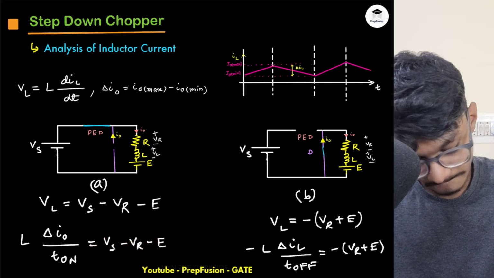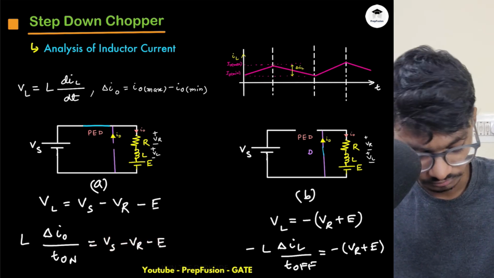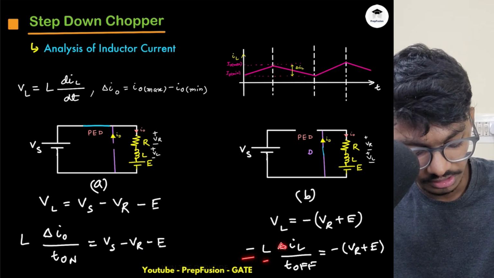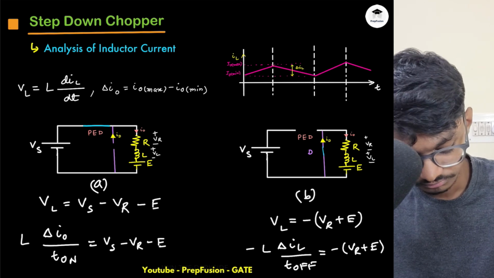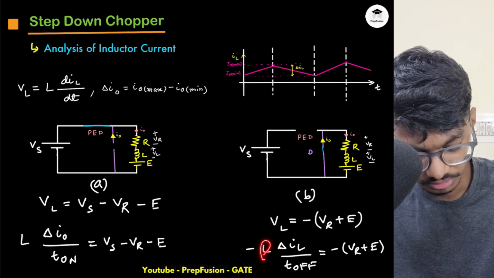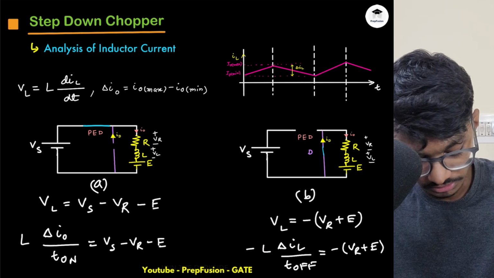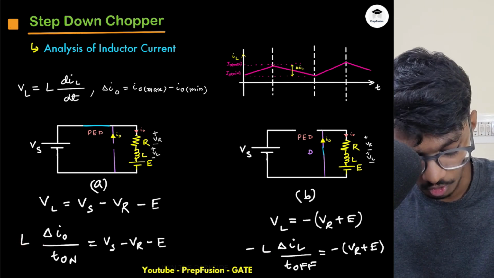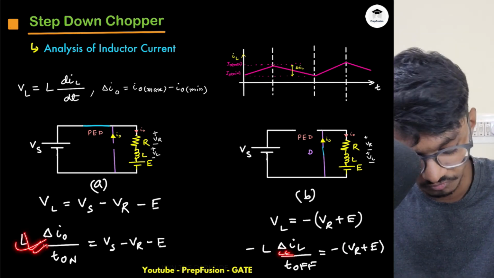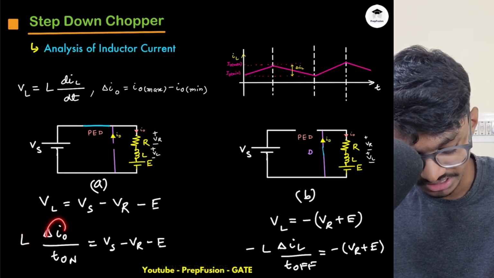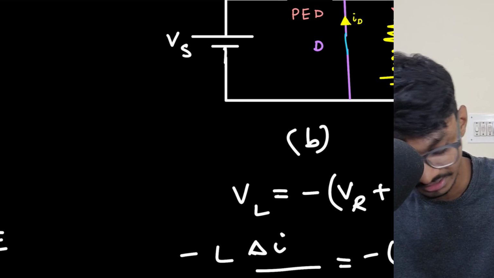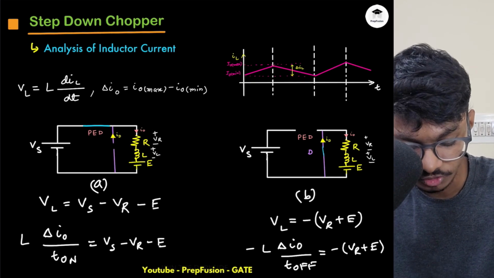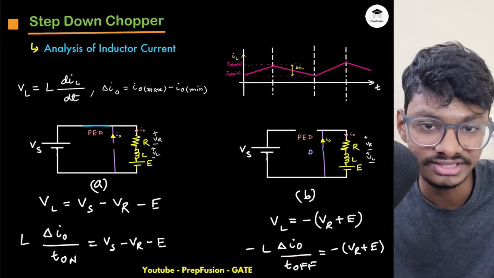Okay, so next what will happen? Minus L delta IL divided by T off equals minus Vr plus E. This will be L delta IL. So this is the expression for the on period, and this is for the off period. From both cases, you will be able to find the change, like the ripple in the current. I will just make this IO, because IO and IL are the same, but the same things are there. Here actually it is minus delta IO. Why is it minus delta IO?